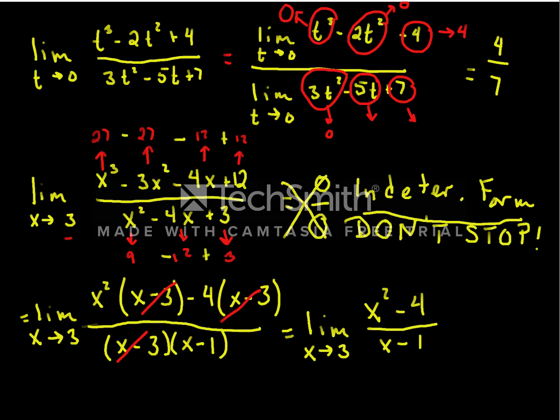So let's try it again. If x approaches 3, this is approaching 9. And 4 is staying at 4. x is approaching 3. And 1 is staying at 1. So the top looks like 9 minus 4. The bottom looks like 3 minus 1. So this is 5 halves. And there's our answer. The limit is equal to 5 halves.